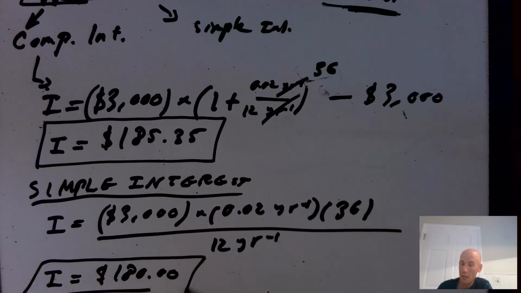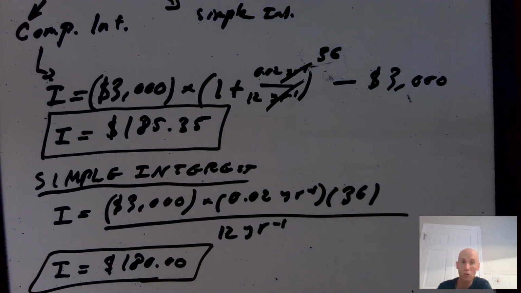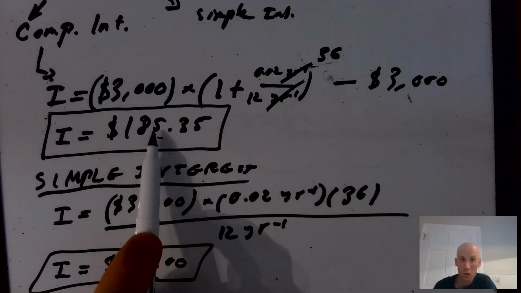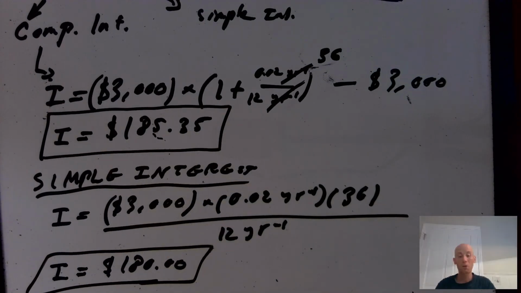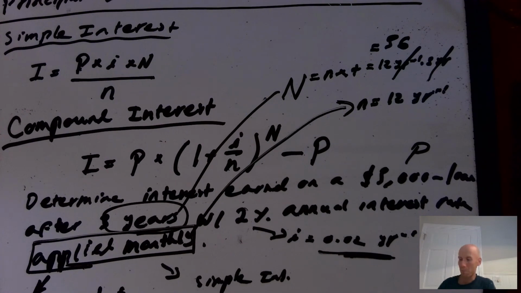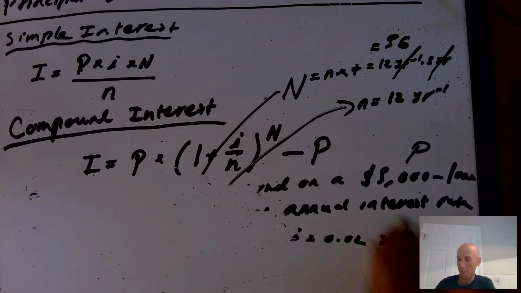So you can see the compound interest over 3 years for this particular sum of $3,000 made an additional $5.35. So the lender likes this scheme better because they make more money off of the person who's borrowing the money, the borrower. Okay, and let's discuss really briefly the last scheme of interest, which is called continuous interest.